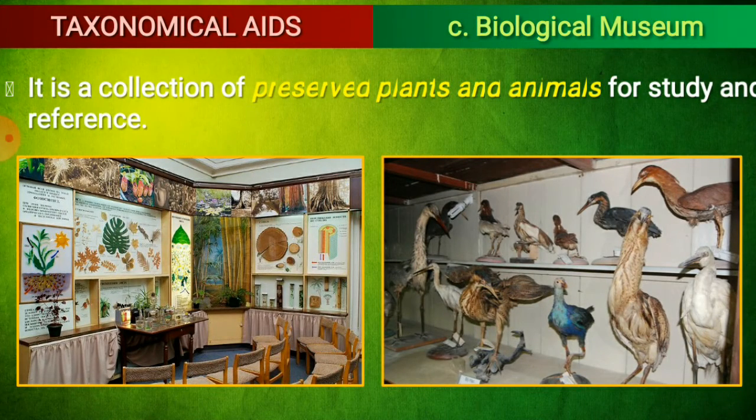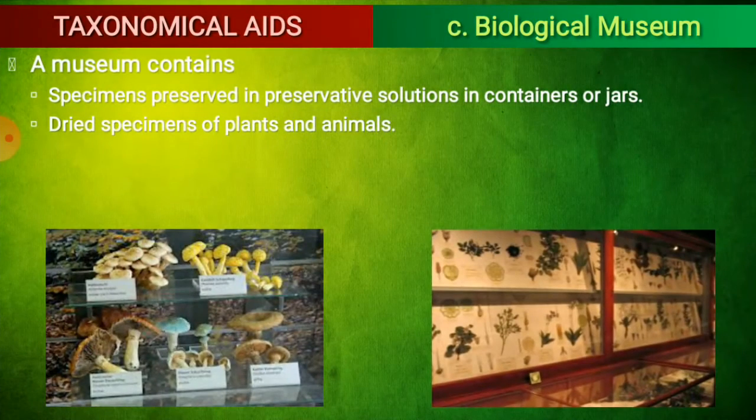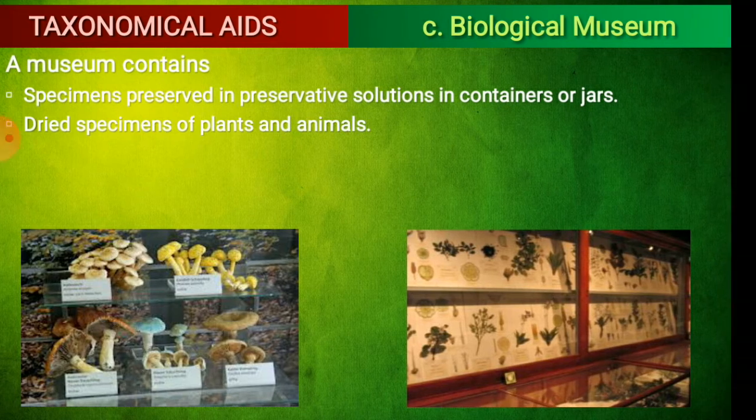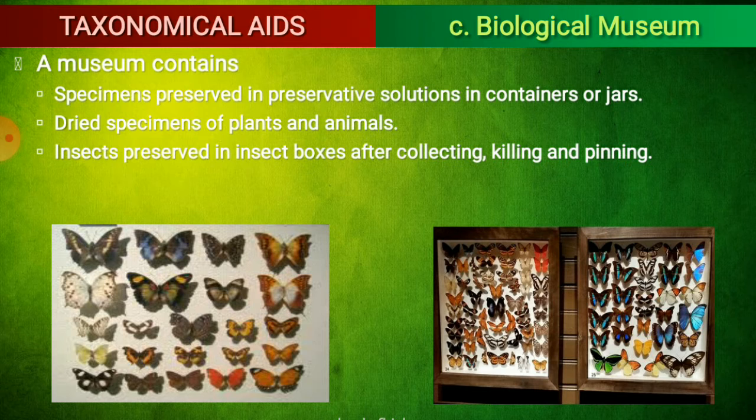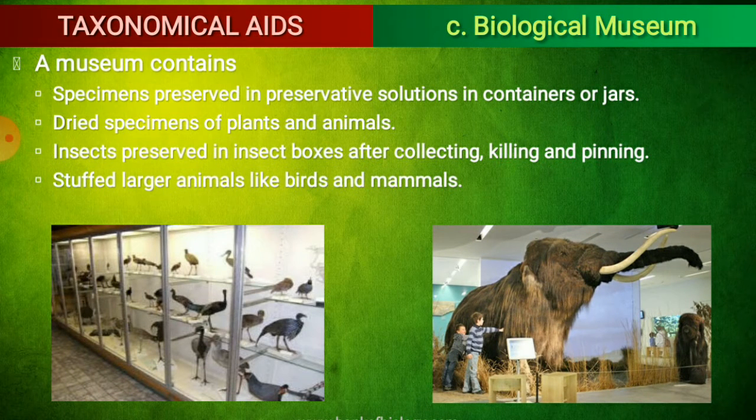The next taxonomic aid is the Biological Museum. It is a collection of preserved plants and animals for study and reference. The specimens are preserved in preservative solutions in containers or jars. Dried specimens of plants and animals are also available in the Biological Museum. Insects are preserved in insect boxes after collecting, killing, and pinning them. Stuffed large animals like birds and mammals are also available in the Biological Museum.